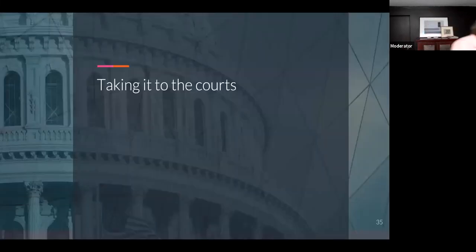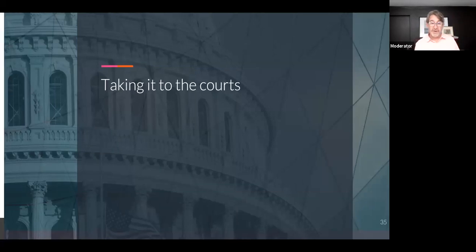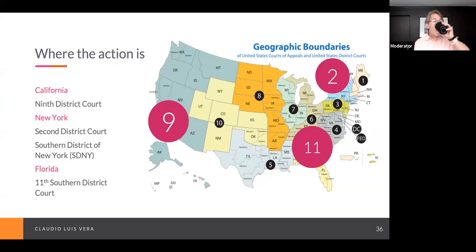So how does this happen in the courts? What sort of cases are there? Now, it should come as no surprise that because we have the Unruh Act, California is one of the states where the most legal action happens. New York is another one, and also here in the 11th Southern District Court in Florida.